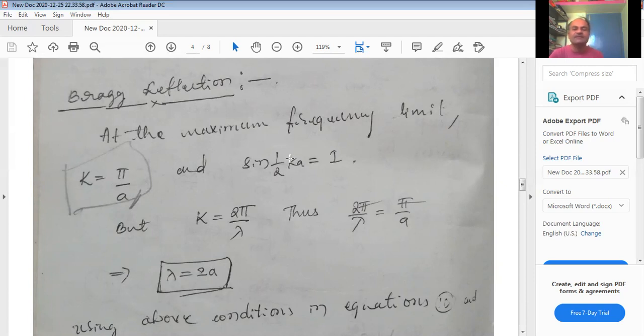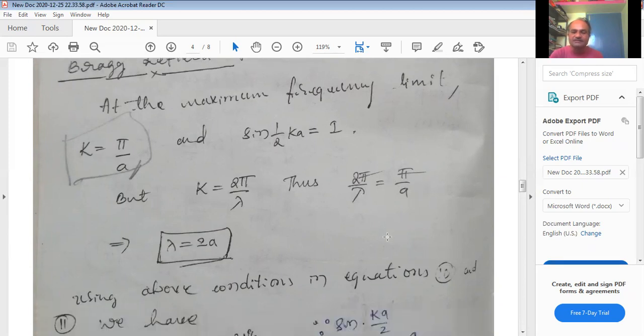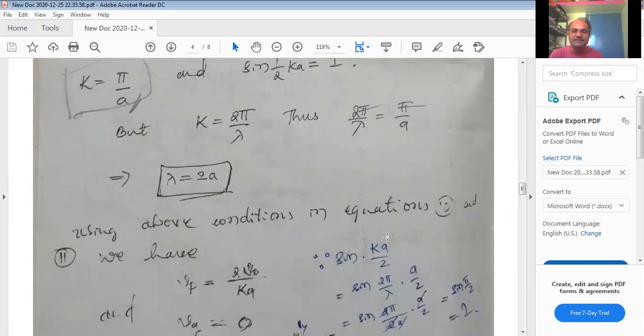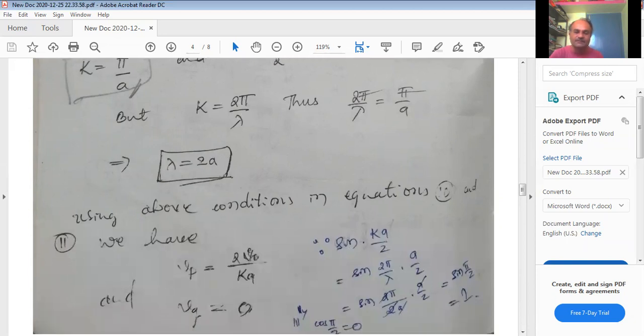Sine of pi by 2 is 1. But k is equal to 2 pi by lambda, and thus, k for this case is also equal to pi by a, and equate that. So 2 pi by lambda is equal to pi by a. So from that, lambda becomes equal to 2a.